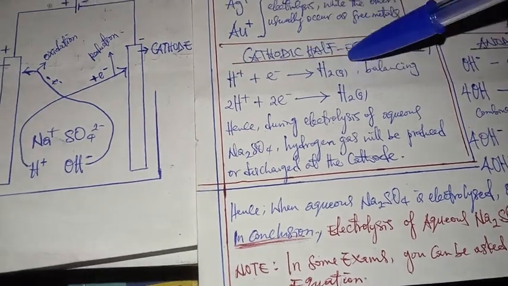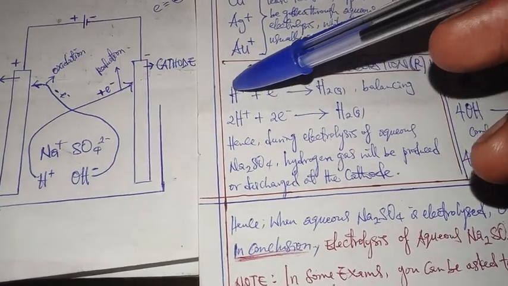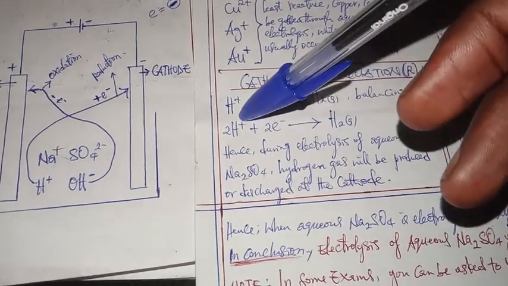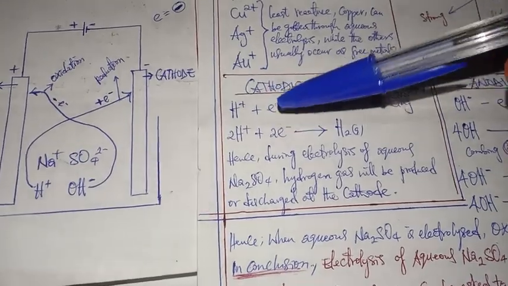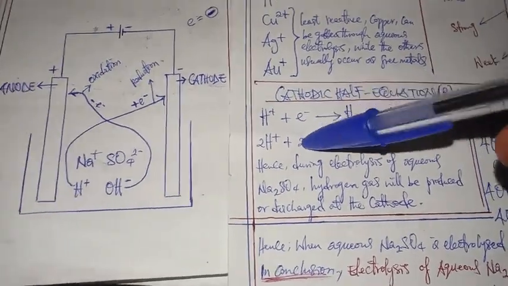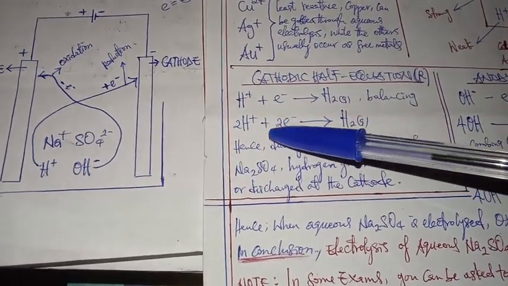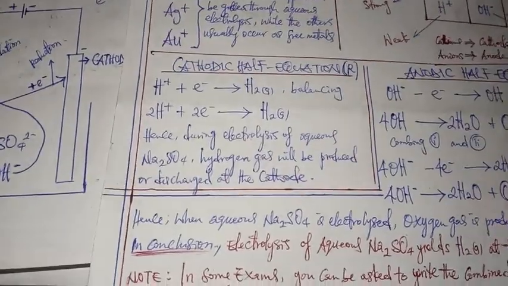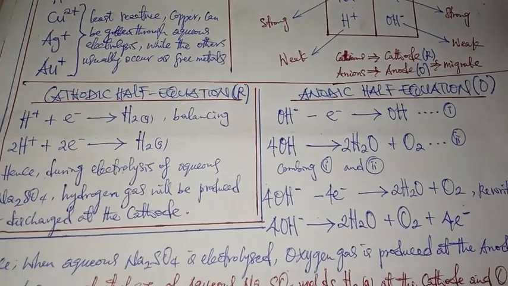When we balance the equation, we have two hydrogen on the right, one hydrogen on the left. Balancing the equation, we are going to have two hydrogen ions. So if two hydrogen ions are to gain electrons, how many electrons will be gained? Two electrons. So during this electrolysis, two hydrogen ions gain two electrons to form hydrogen gas. And that represents the cathodic half equation for this electrolytic process.